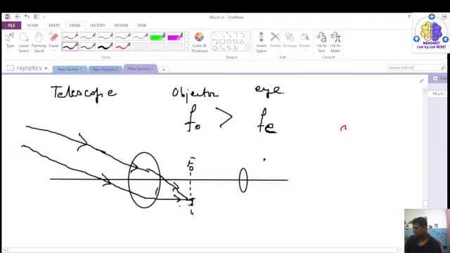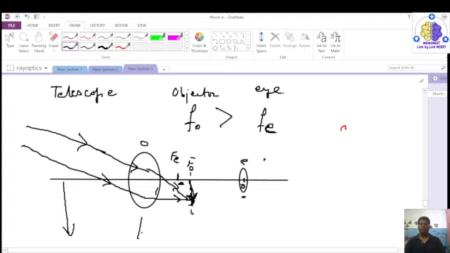Now we need to see this. So the eyepiece should be so adjusted that the image formed by the objective falls within the focal length of the eyepiece. So if this is the eyepiece, then the image formed by the objective should fall between the focus of the eyepiece and the optical center of the eyepiece. And when this happens, the image of this image formed by the objective will be formed as a virtual erect image, as in the magnifying glass. So this is the thing.